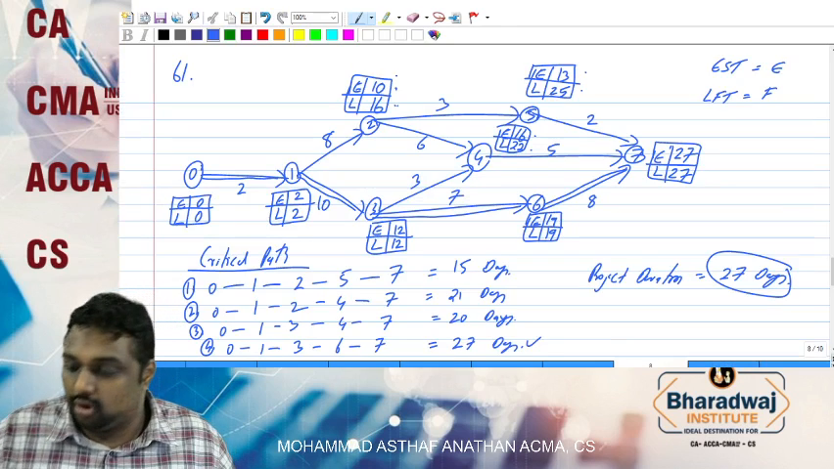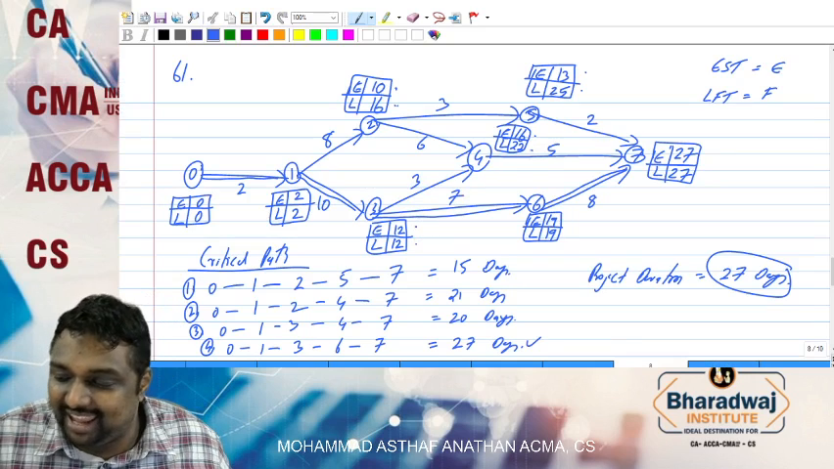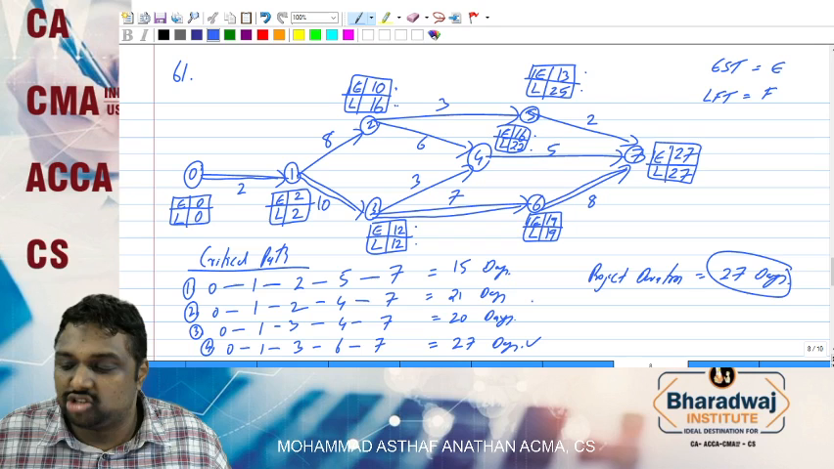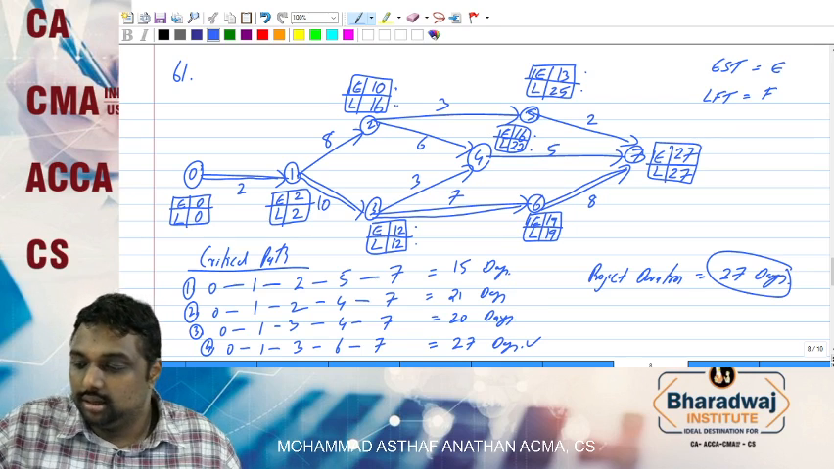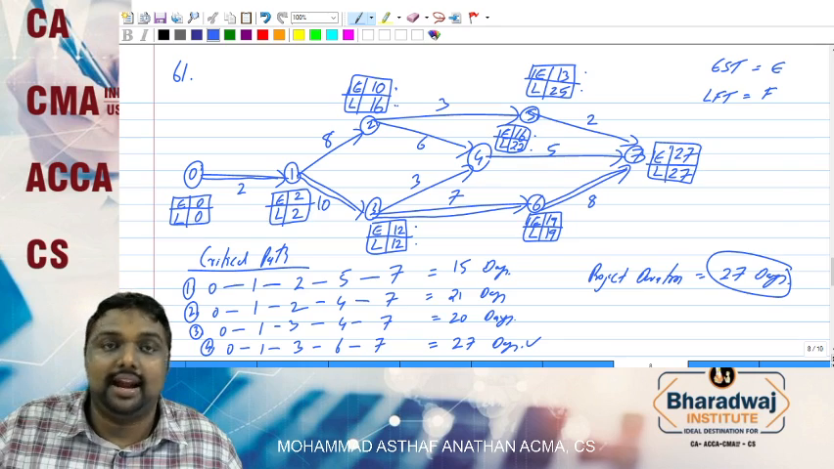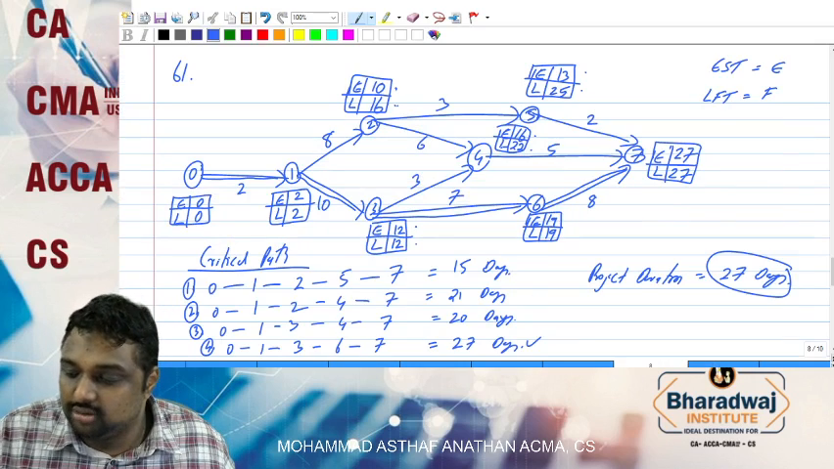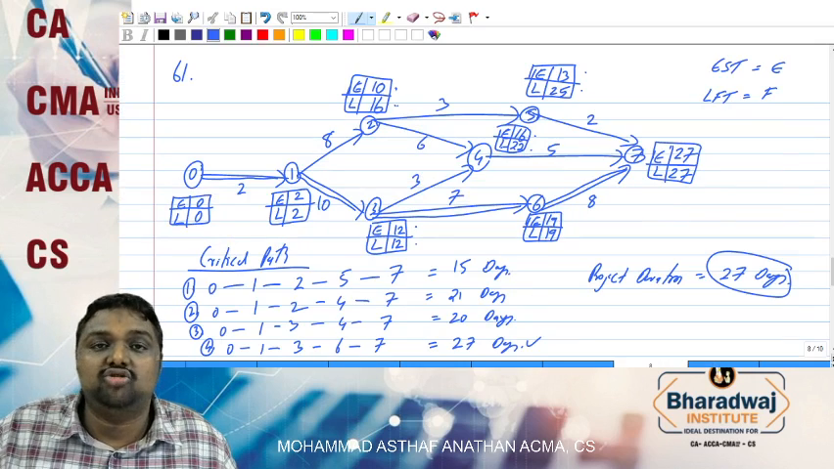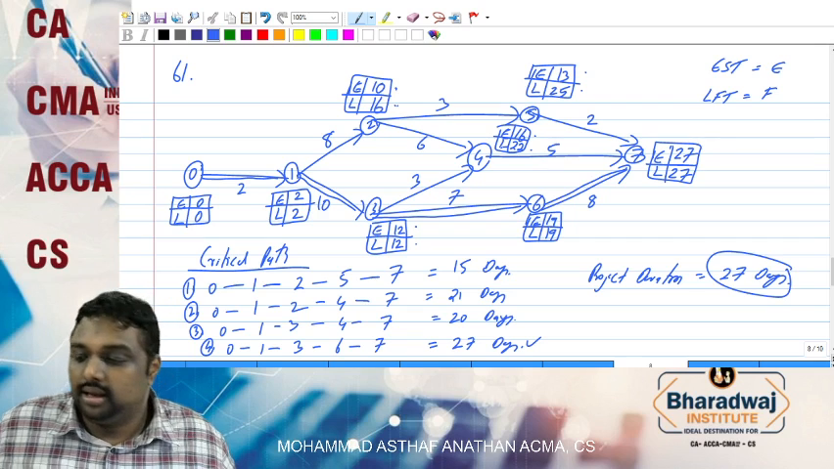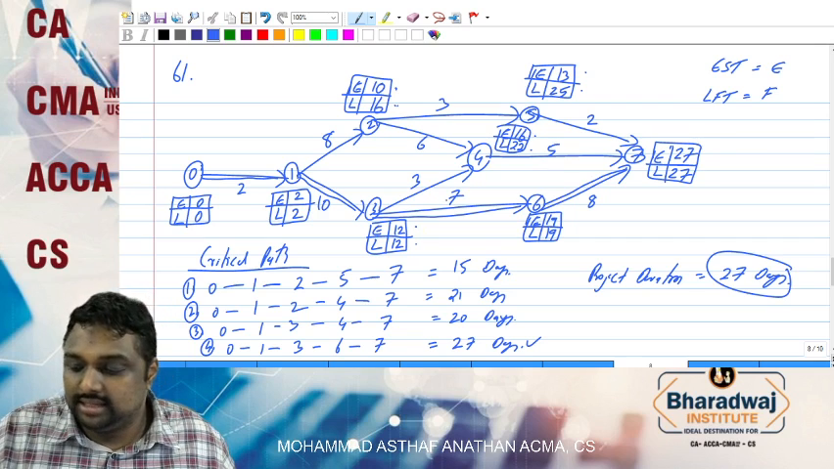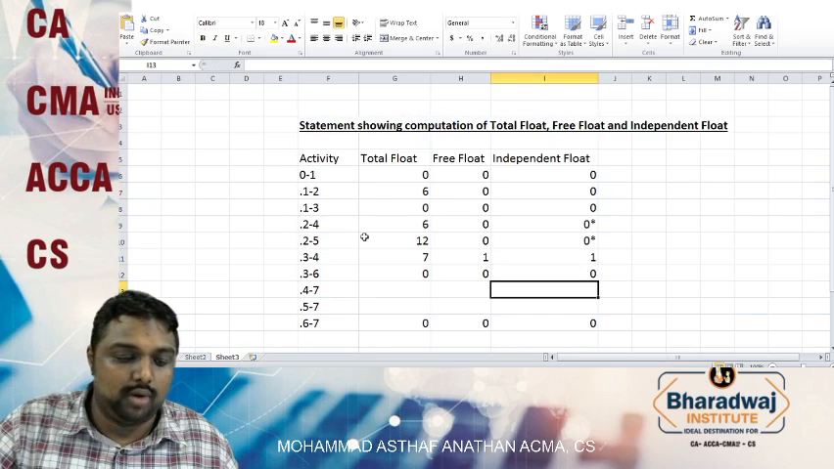Next is 3 to 4. This is the 3 to 4. 1, 2, 3, 4. So 22 minus 12. 22 minus 12, you will get what? 10. 10 minus 3, you will get 7. Next, you have 16. 16 minus 12, you will get 4. 4 minus 3, you will get 1. Again, 16 minus 12, you will get 4. 4 minus 3, you will get 1.